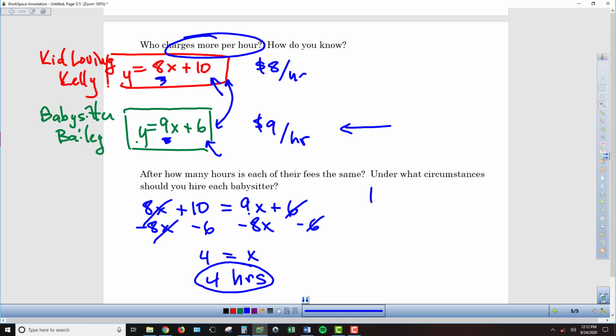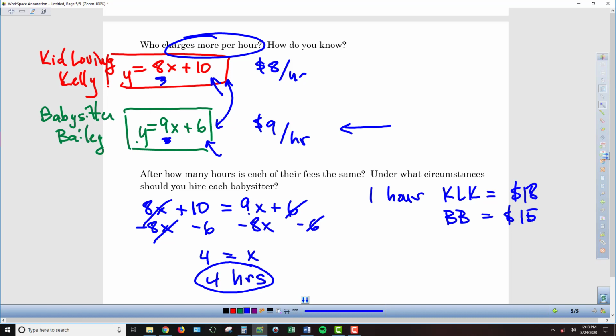Well, let's test it at 1 hour. So at 1 hour, Kid Loving Kelly is going to cost 8 times 1 is 8, plus 10 is $18, whereas Babysitter Bailey, if we plug in 1, is going to charge only $15, 9 times 1 plus 6.